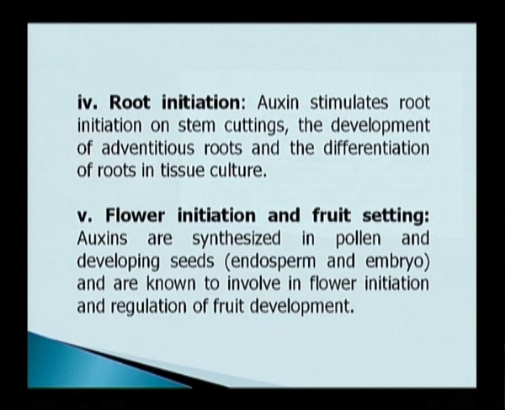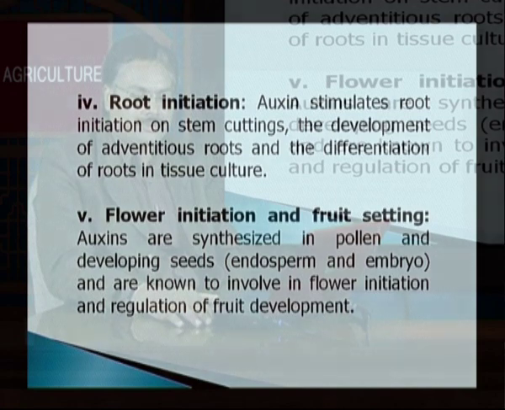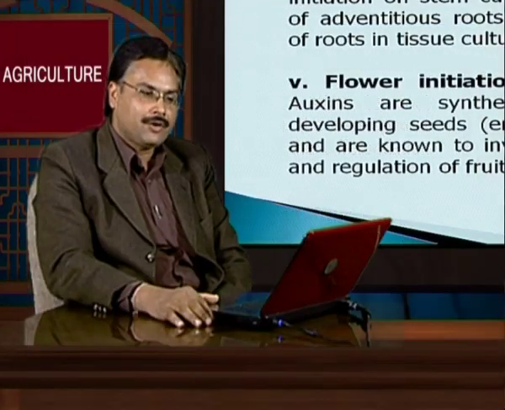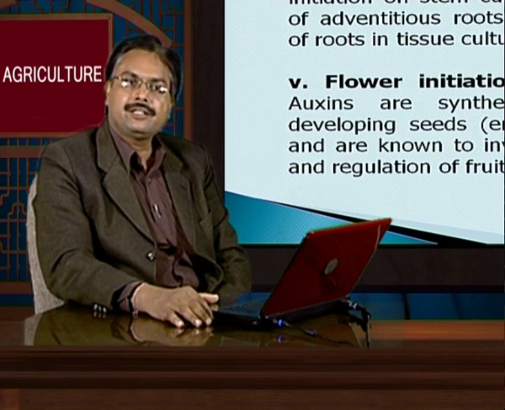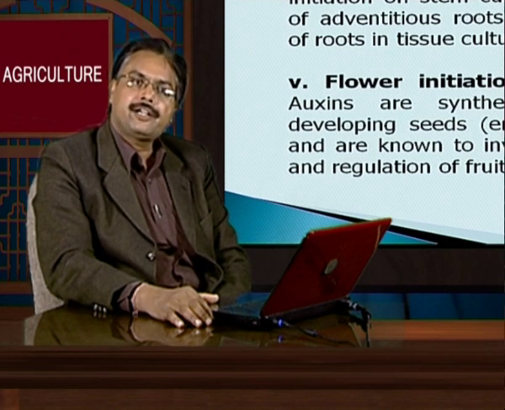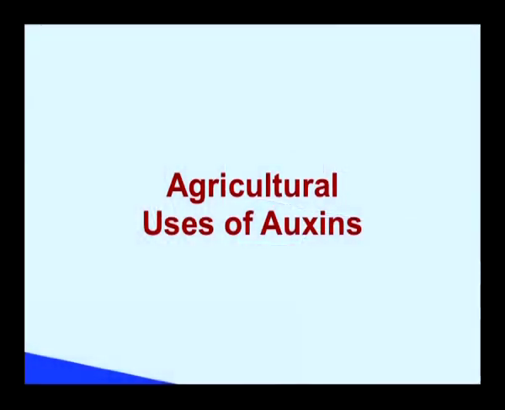Similarly, flower initiation and fruit setting are also controlled by auxins. Auxins are synthesized in the pollen and developing seeds and are known to be involved in flower initiation and regulation of fruit development. There are a number of fruits like apple, guava and lychee whose flower initiation and fruit setting can also be controlled by artificial application of auxins.